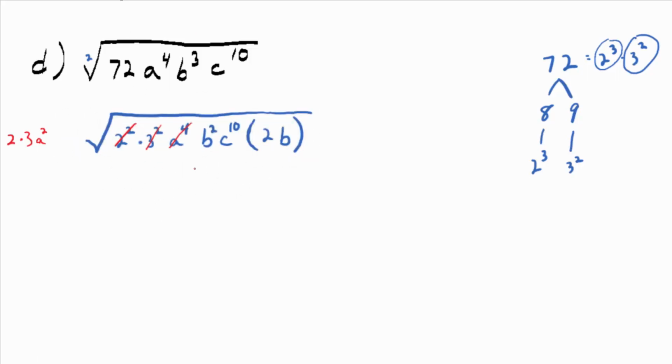What is the square root of b squared? b. What is the square root of c to the 10th? c to the 5th. And it's all right there in front of you. You just have to clean it up now. So on the outside, what should I write? 6a squared b c to the 5th. And then what's left underneath that radical? 2b. So everything's multiplication here, right? It's 6a squared b c to the 5th times radical 2b. Does everybody believe that? Okay.